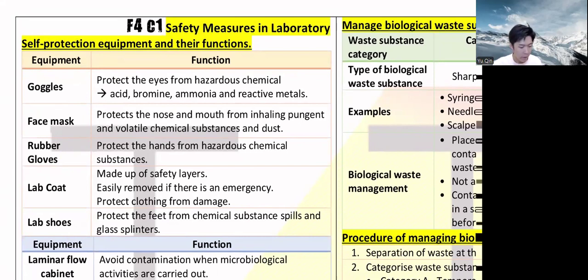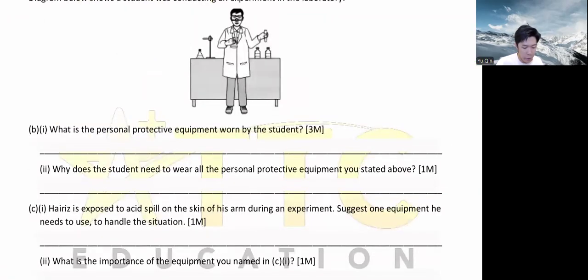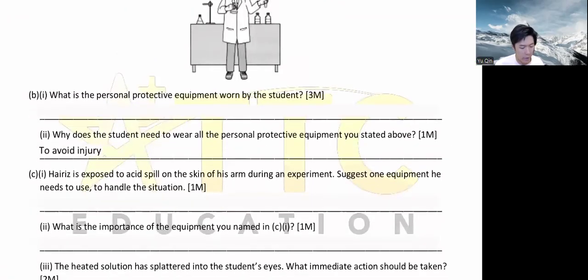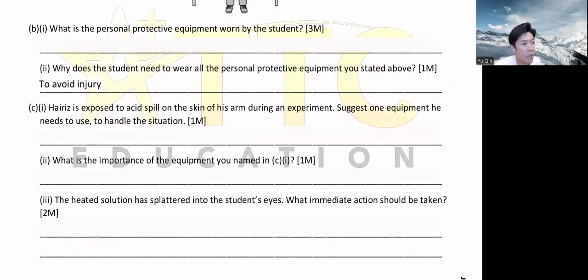Okay, then the second one will be to avoid injury. I think just make it simple, right? To avoid injury or to protect our body from injury.